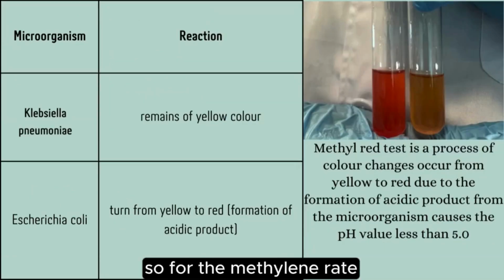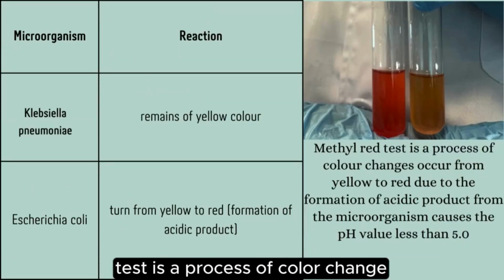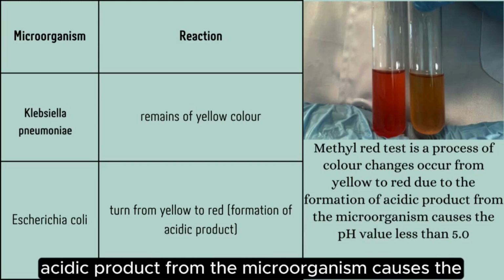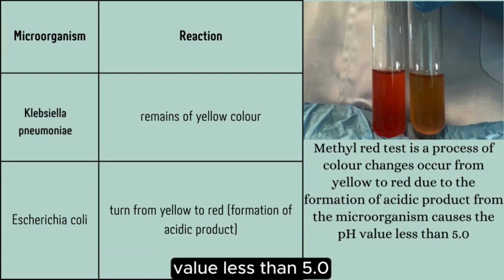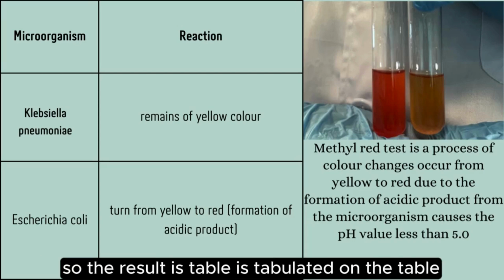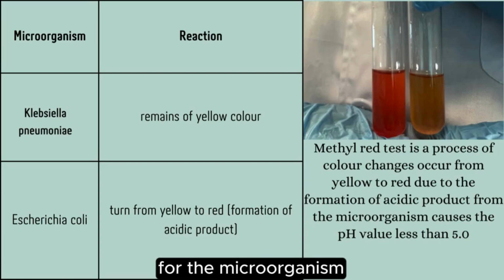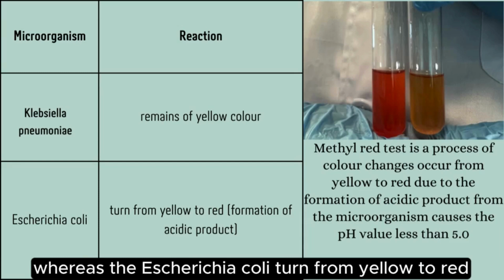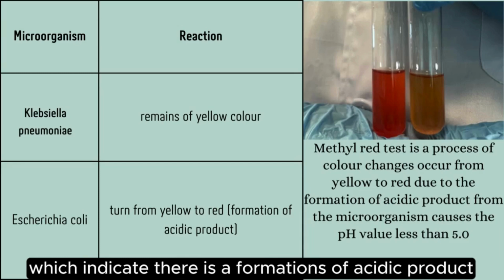So the methyl red test is a process where a color change occurs from yellow to red due to the formation of acidic products from the microorganism, with a pH value less than 4.4. So the result is tabulated on the table. For the microorganism Klebsiella pneumoniae, the reaction remains yellow in color, whereas Escherichia coli turns from yellow to red, which indicates there is a formation of acid.